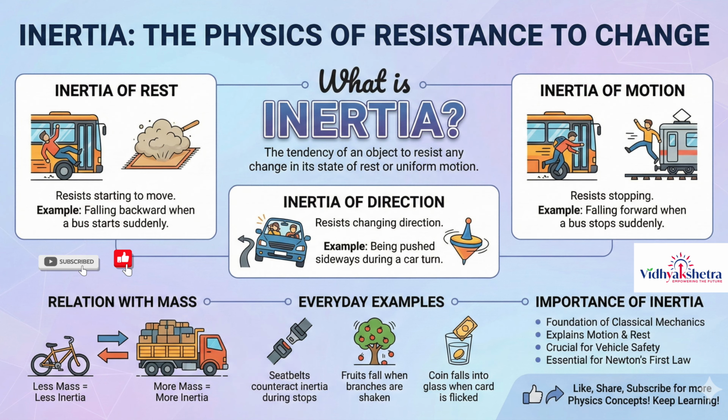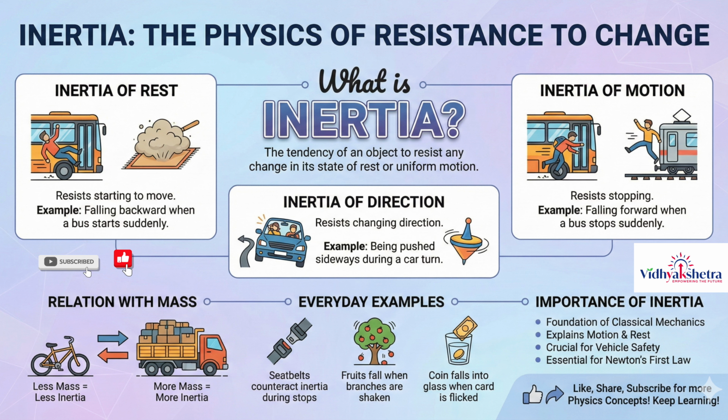Newton's first law of motion. Inertia is directly related to Newton's first law of motion, also called the law of inertia. It states that an object remains at rest or in uniform motion in a straight line unless acted upon by an external force. This law explains inertia in a scientific and mathematical way.